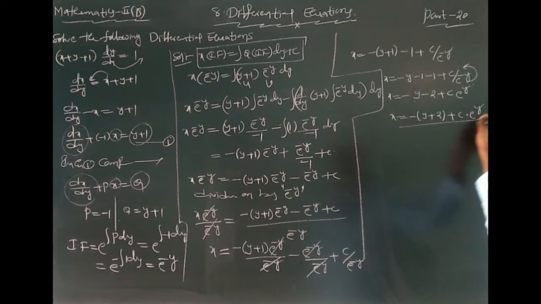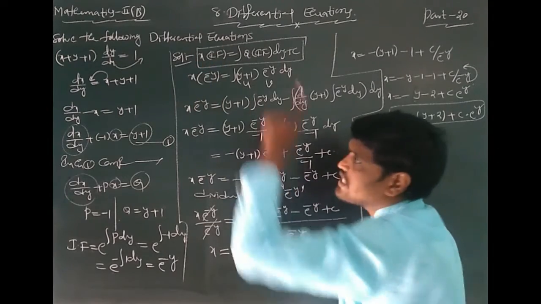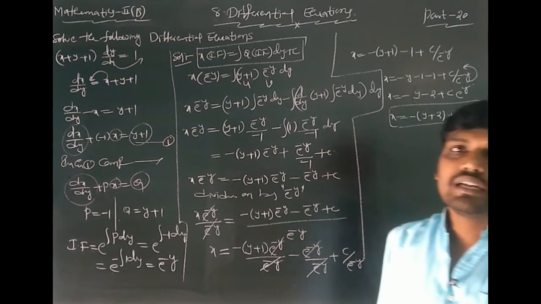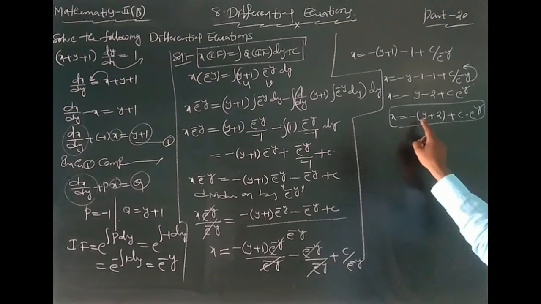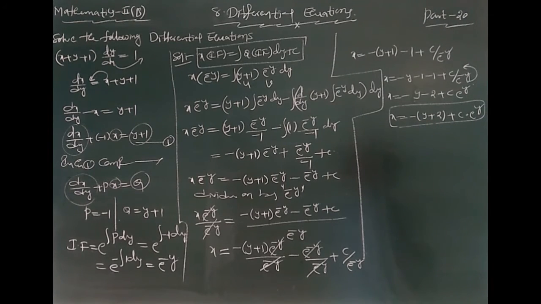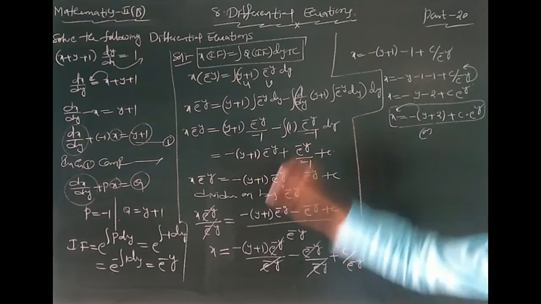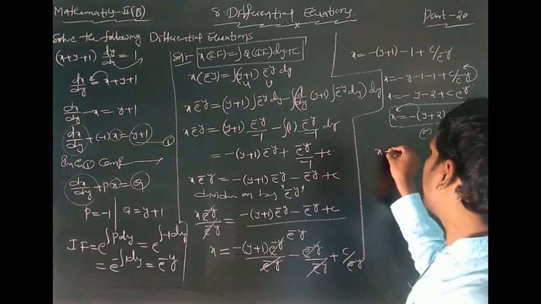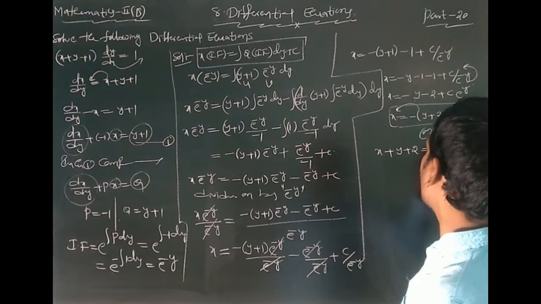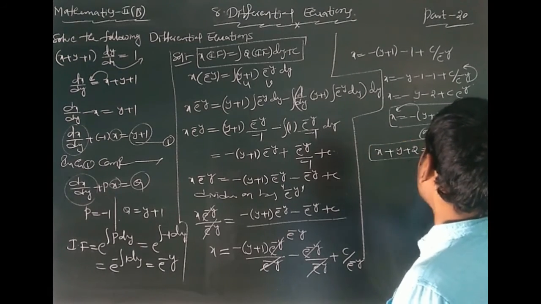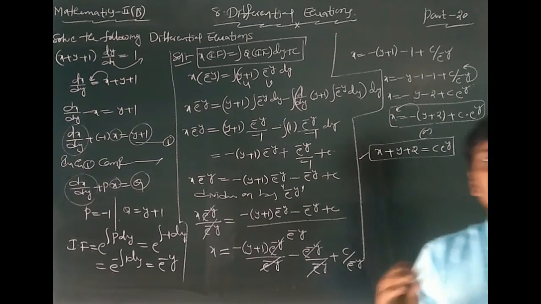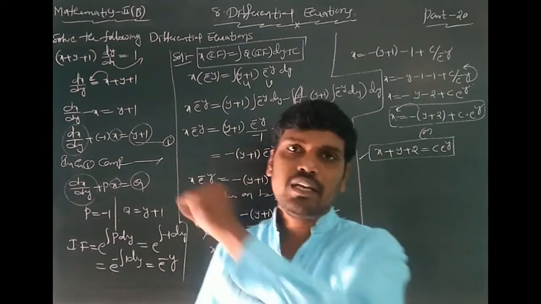This is the answer. This is the solution of the equation x plus y plus 1 into dy by dx equal to 1. The solution is x is equal to minus of y plus 2 plus c into e power y. Or this can also be written with this value going to the other side. We get x plus y plus 2 is equal to c into e power y. You can write either one; that is the correct solution of the given equation.